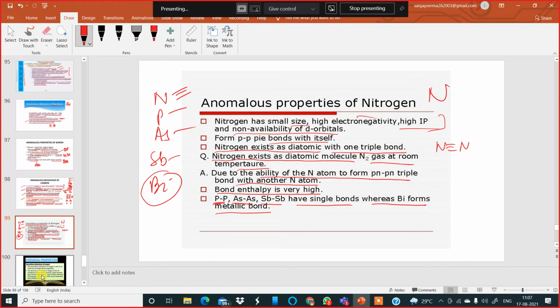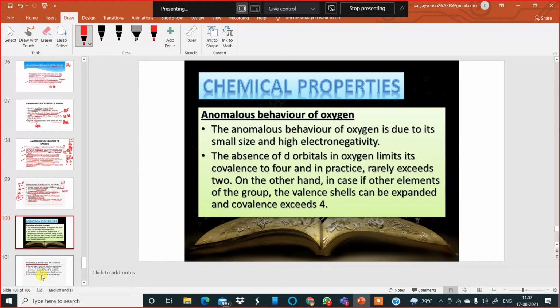Now, after this, come to the chemical properties of anomalous behavior of oxygen. The next element is oxygen. The anomalous behavior of oxygen is due to its small size again and high electronegativity, unavailability of d orbitals. The absence of d orbitals in oxygen limits its covalence to 4 only, and in practice it rarely exceeds 2. On the other hand, in the case of other elements of the group, the valence shells can be expanded and covalence sometimes exceeds 4 also. So these are the chemical properties with regard to the anomalous behavior of oxygen due to its small size, unavailability of d orbitals, all those factors.